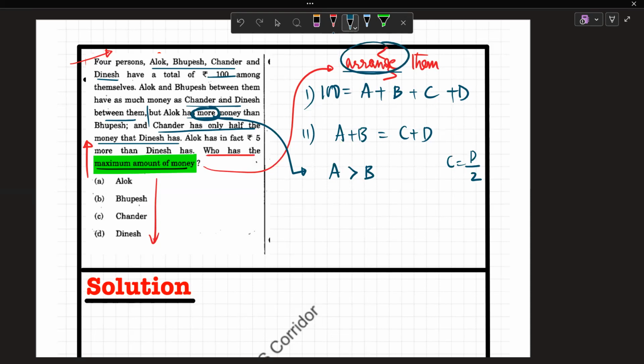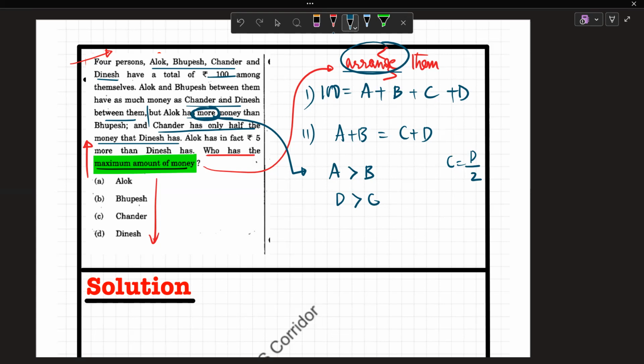Because we have to arrange them, we have to find who has got the highest money. I will write Dinesh has got more money than Chandar, because Chandar has half the money. You have 100, I have 50, because I have half the money that you have. Then you have more money than me. So Dinesh will have more money than Chandar.